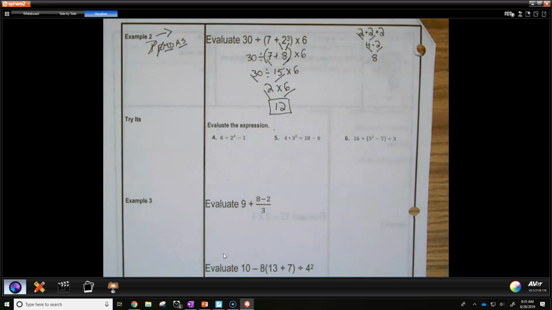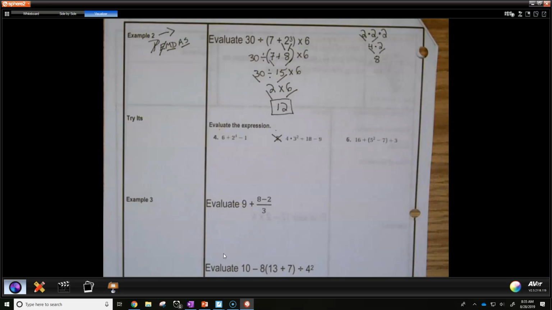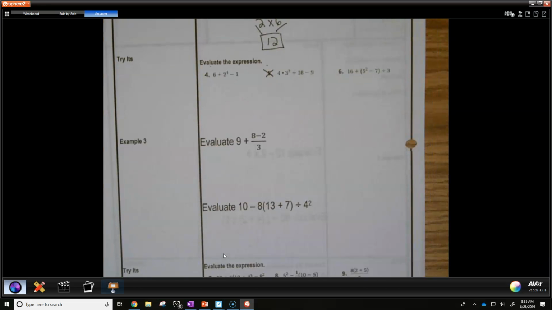Alright, let's quickly, I'll pause. I want you to work with your partners. I showed it with exponent. Why don't you guys just do number 4 and number 6. Skip 5. 4 and 6. Okay, our first group got done.